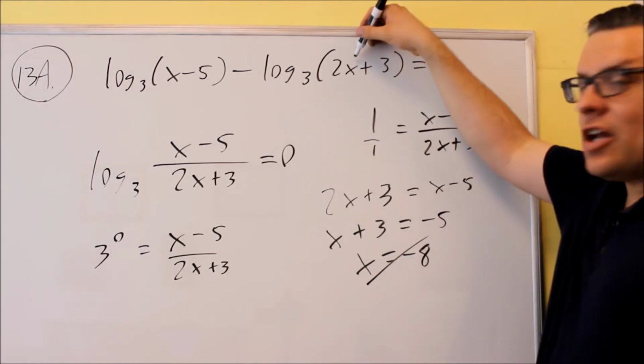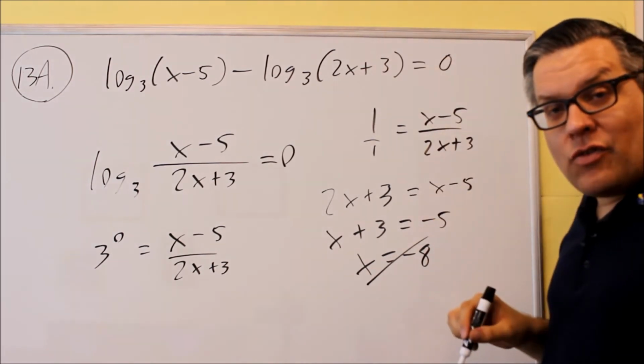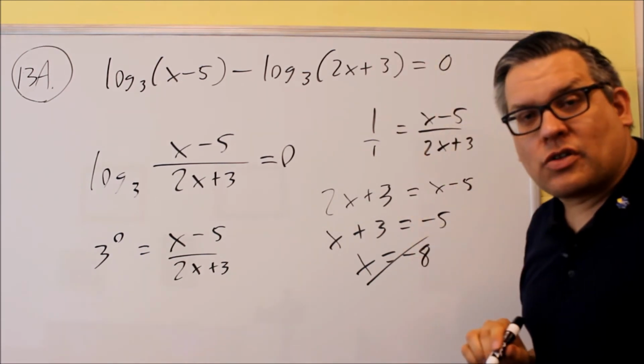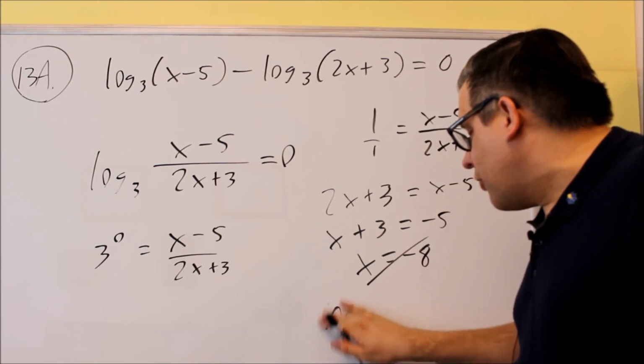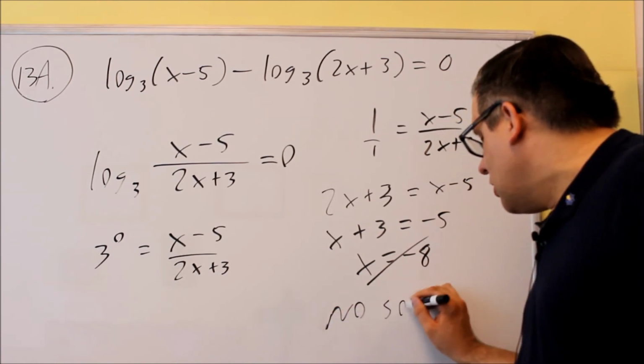Now even if I put negative 8 into this one, I still would have gotten a negative answer. So if you get a negative number as a result inside the log, we can't include that. Therefore, what you'll put here for your answer is going to be no solution.